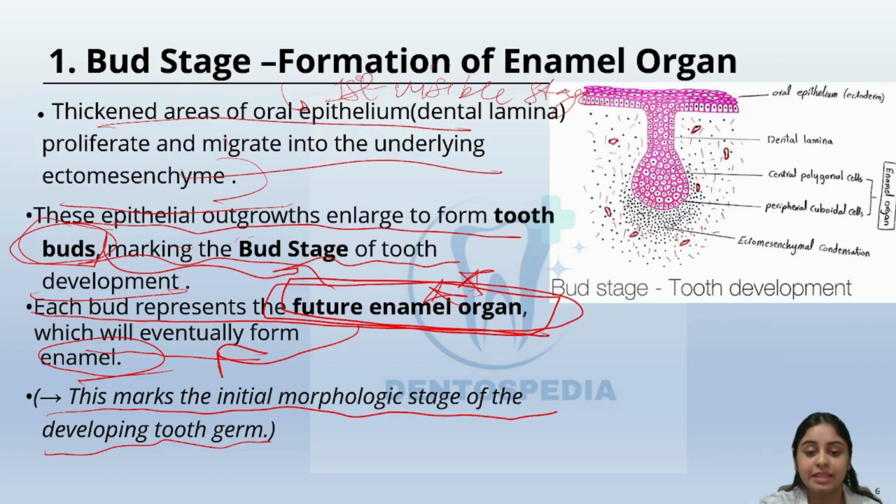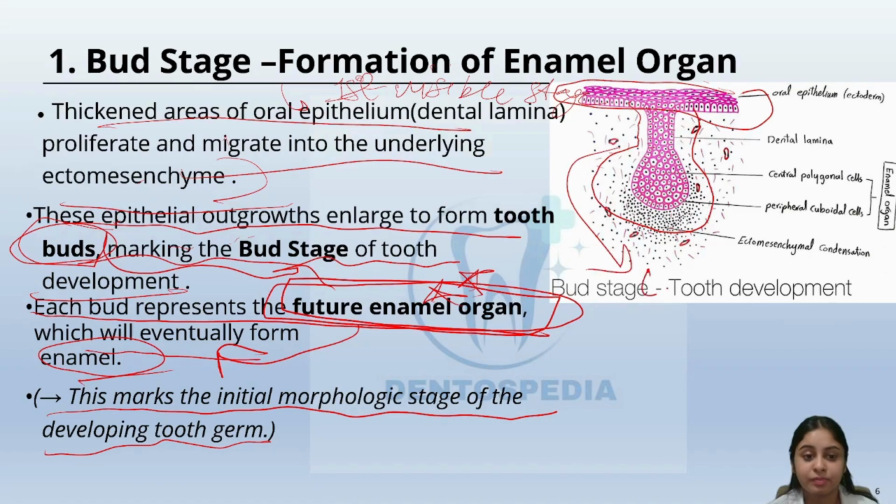So here in this bud stage, we understood it is the initial shape, it is the starting point of the enamel organ. The oral epithelium outgrows inward into the ectomesenchymal cells, and here the dental lamina is formed, and it is the future enamel organ. And from the future enamel organ, enamel is formed.